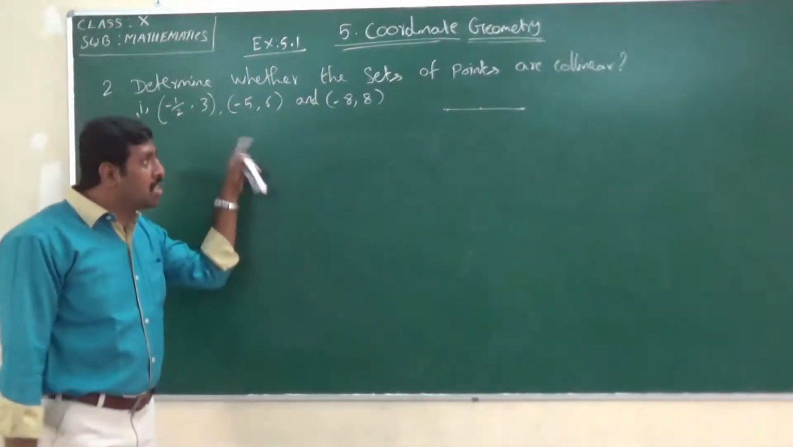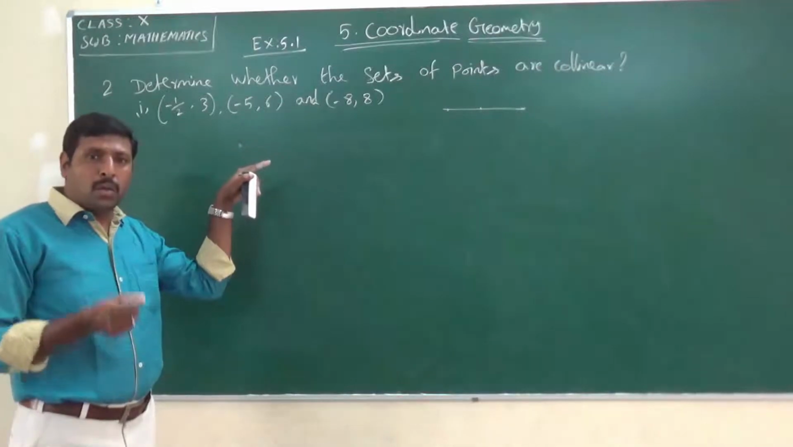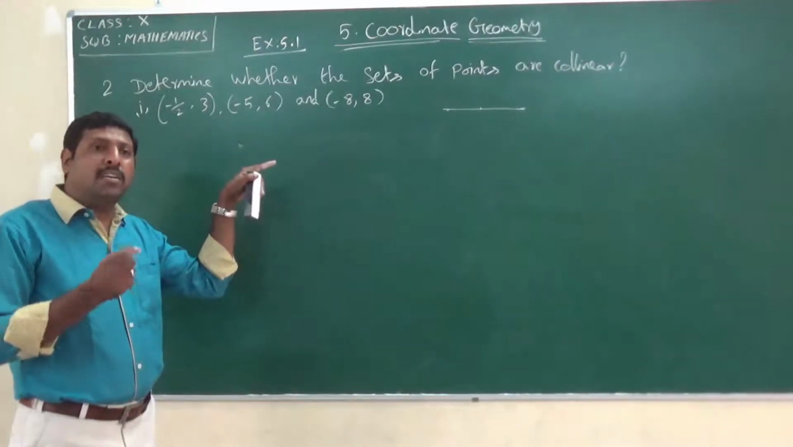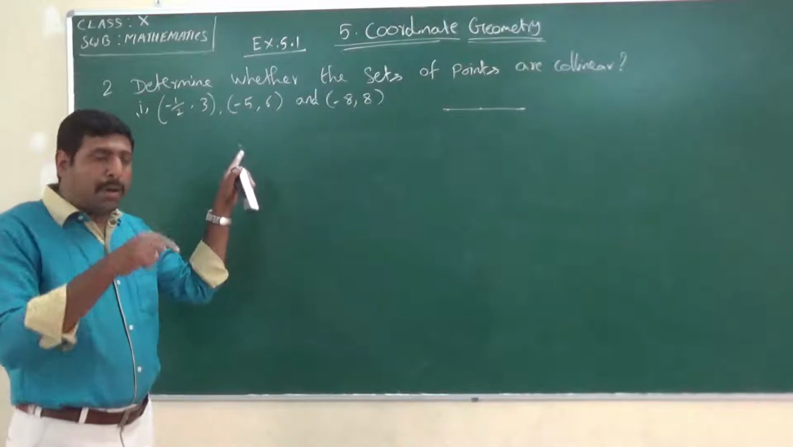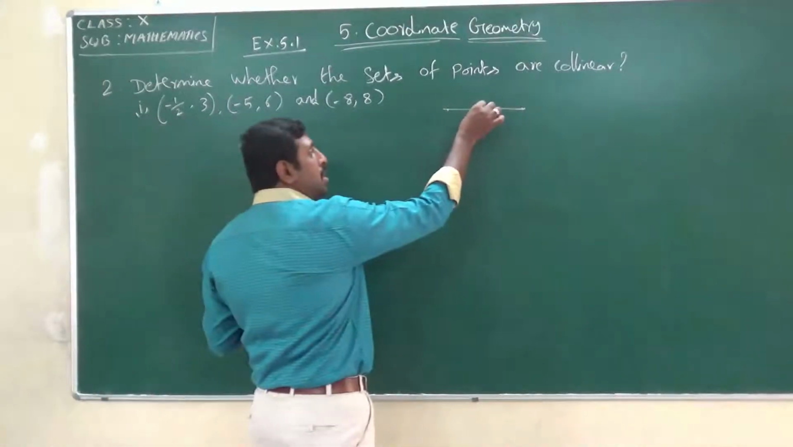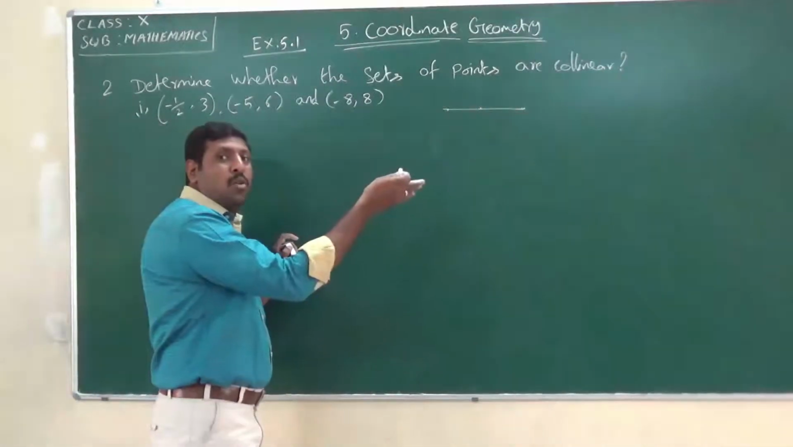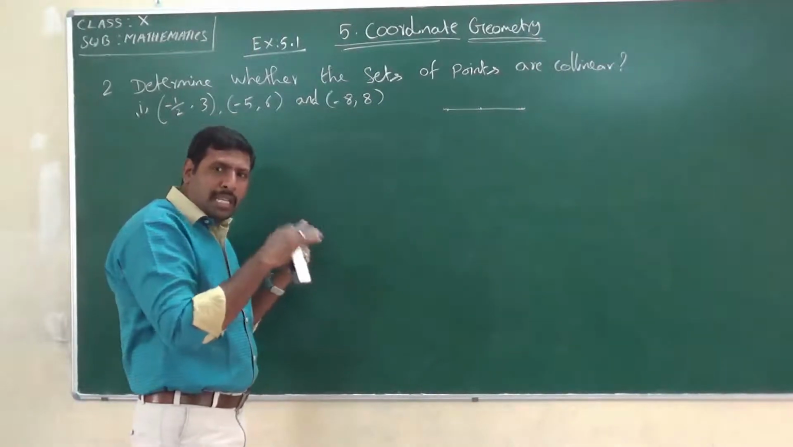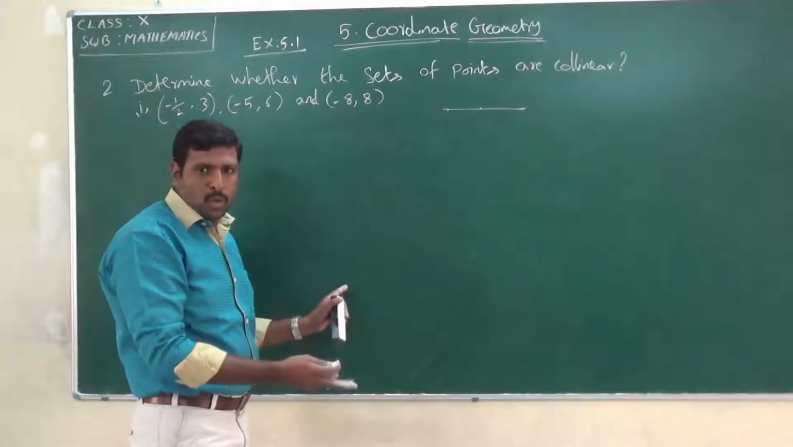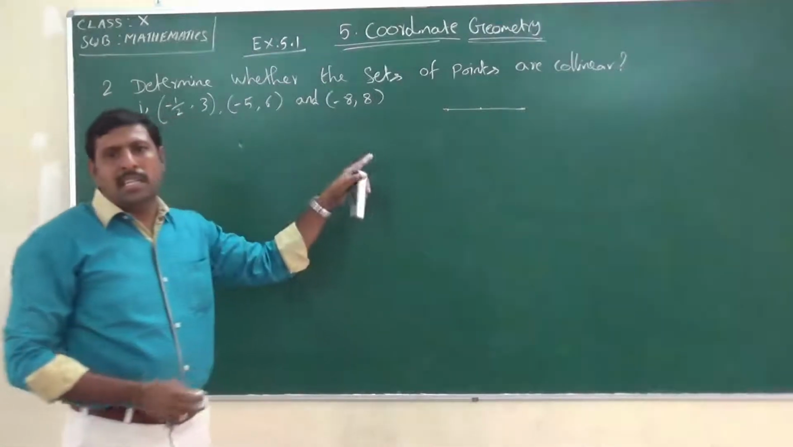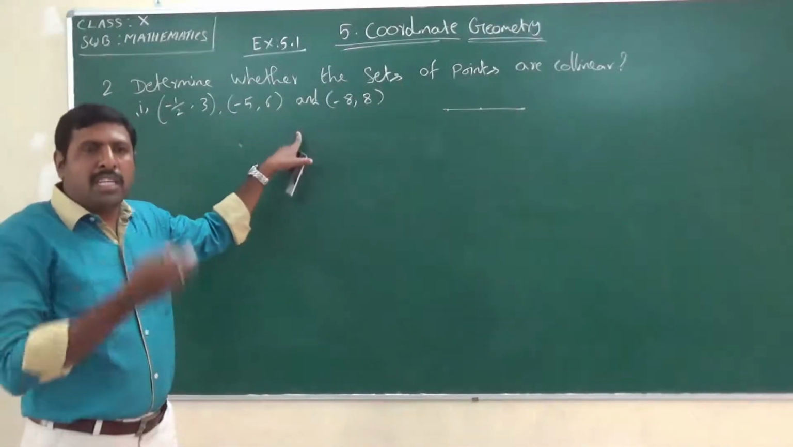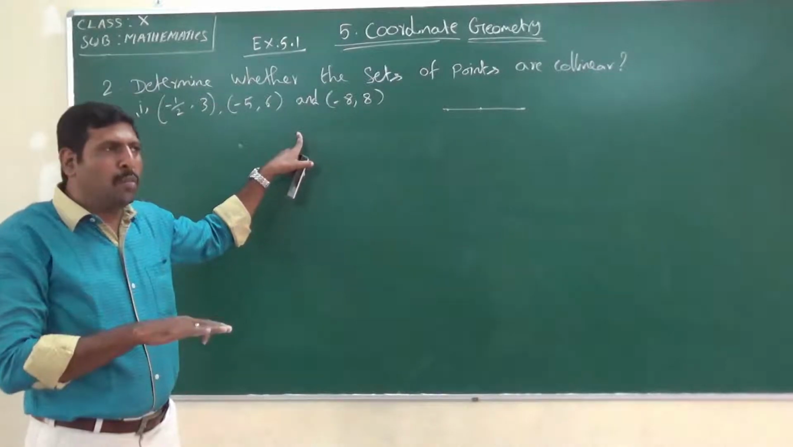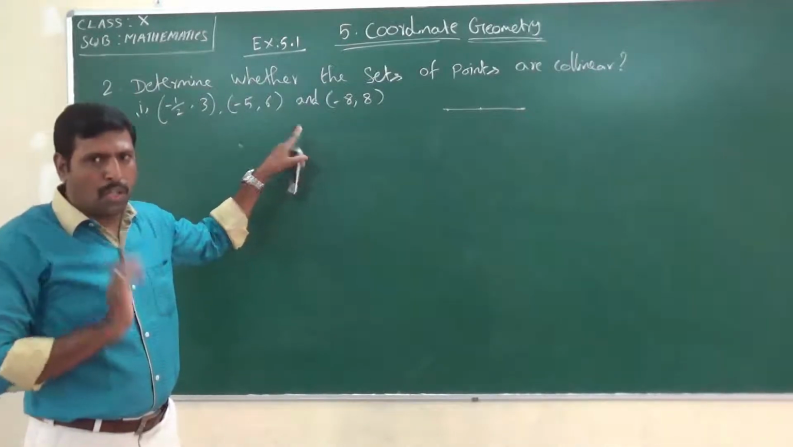Here the 3 points are given, but we are going to use the concept of the area of a triangle. If the 3 points are collinear, we cannot form a triangle, right? If it is not able to form a triangle, then the area of the triangle is equal to 0. Then we can say the 3 points are collinear. If the area of the triangle is not equal to 0, then it is not collinear.